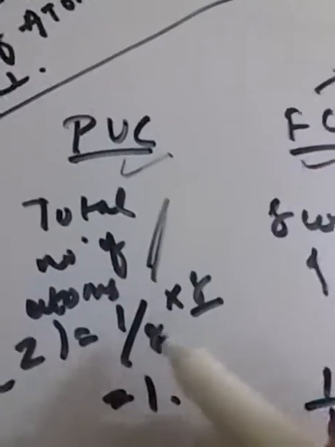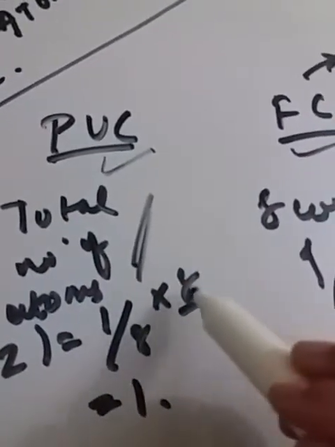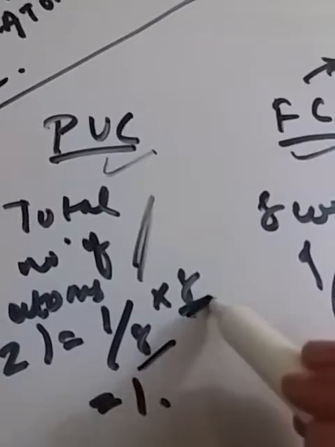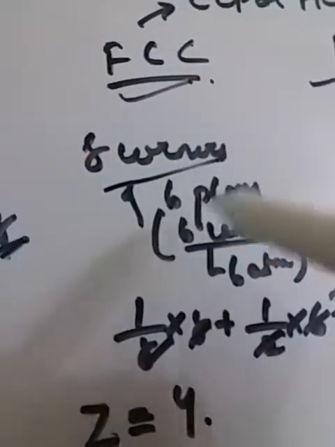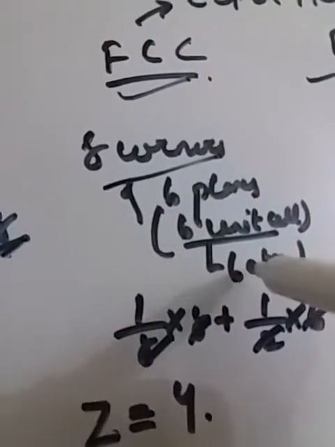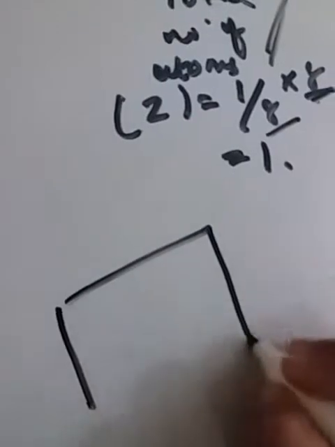So total number of atoms per unit cell is equal to 1 by 8 into 8, 1 by 8 and 8 corners, so 1. In FCC, 8 corners and 6 planes, 6 atoms. Like this. I hope you would be understanding what I am going to say.